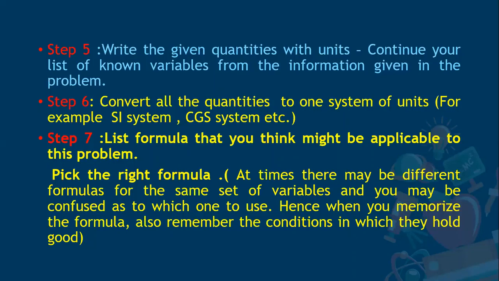Suppose your units are given, one in SI unit and another one in CGS unit. You have to convert either into SI or into CGS. Suppose the question is given in centimeter and another thing is given in Newton. So you have to convert into the SI system. So centimeter should be converted into meter. Like that, you have to convert to one system of units to do the problem.